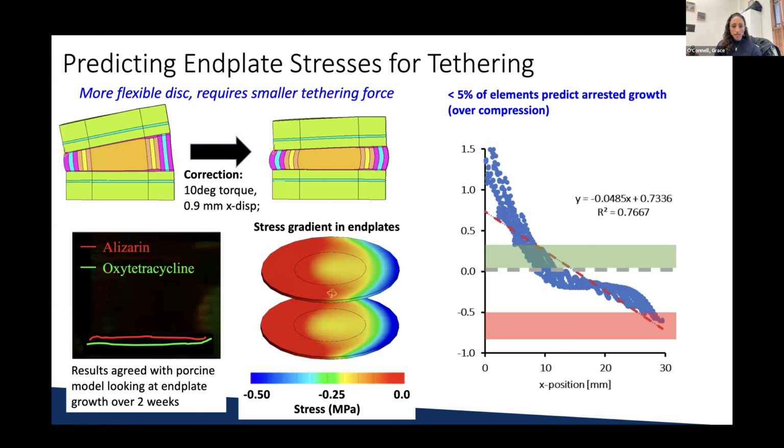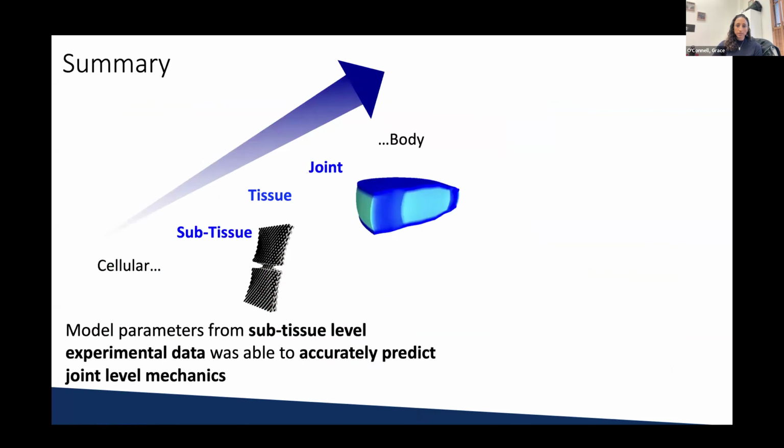And we were excited about these early results. It was just presented at the recent ORS, and we're still working on the data collection and analysis. But early results also agreed with the animal model itself. We're looking at end plate growth and how much the end plate moves from one end to the other end within two weeks, and seeing that there is a difference from one side to the other.